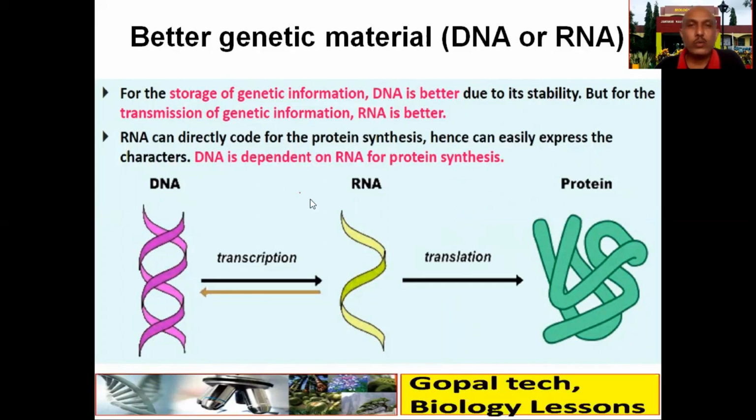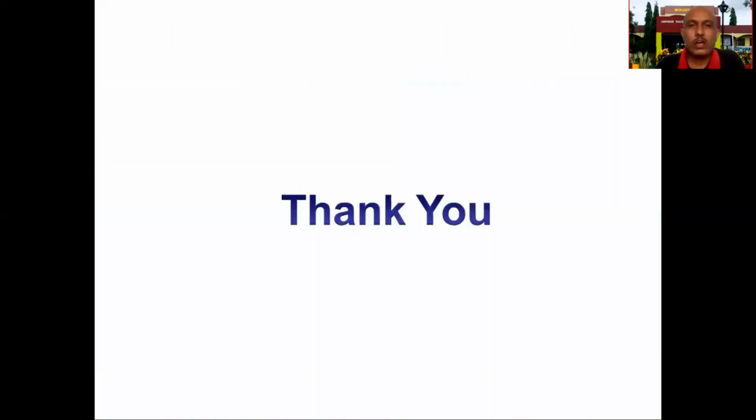And this is what we call the central dogma. There is DNA. DNA stores the information in the form of code, genes. These genes, the codons, are transcribed in the form of RNA, which is transcription. From this RNA, protein synthesis takes place. That is called translation. So this is how you can conclude that DNA is the better genetic material compared to RNA, but RNA is the first genetic material.